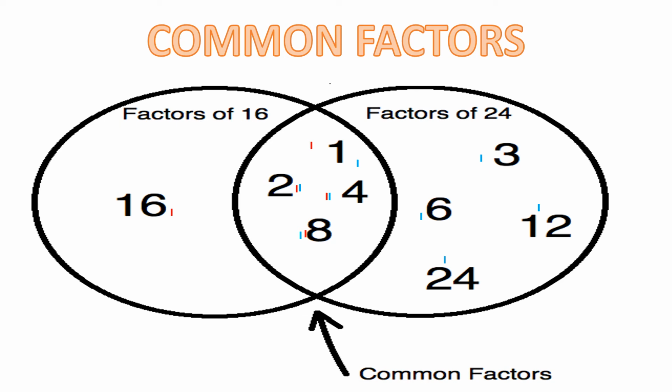If you observe this picture, where you get two colors together, those are the common factors of those numbers. So what are the common factors here? They are 1, 2, 4 and 8. These are the common factors, placed in the center.